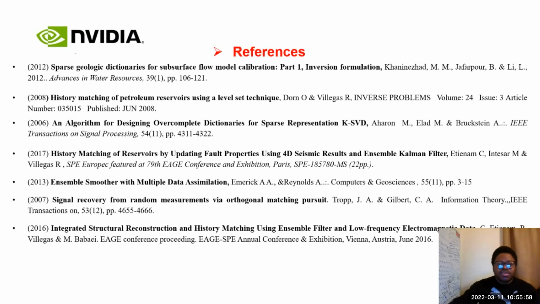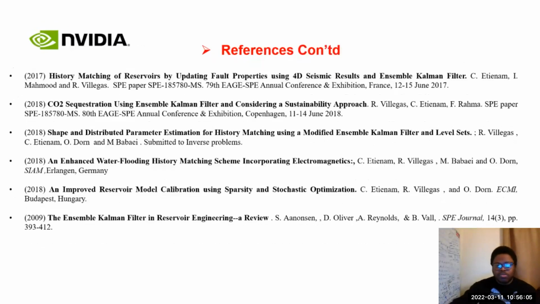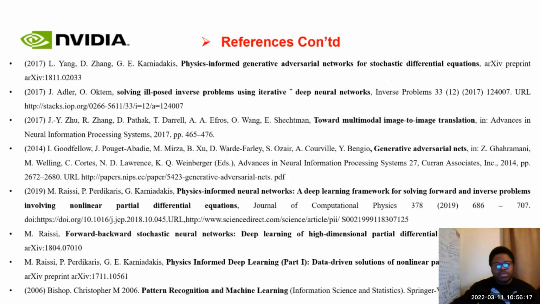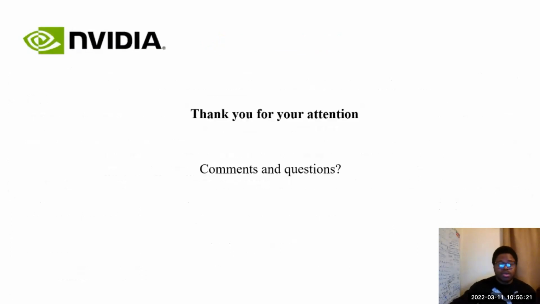These are some references for history matching, ensemble smoother, and other methods like Kalman filter, RecI, and also on PINNs themselves. So thank you very much, and I can entertain any questions now.